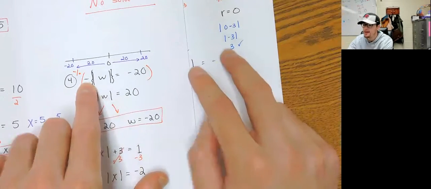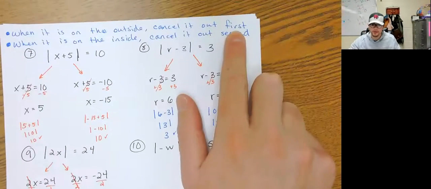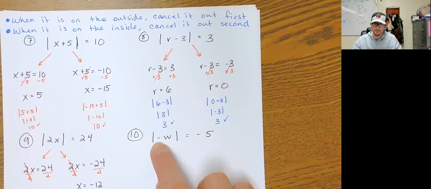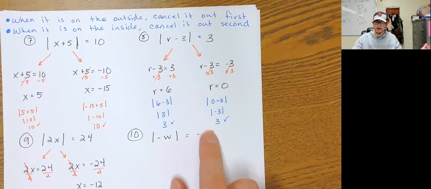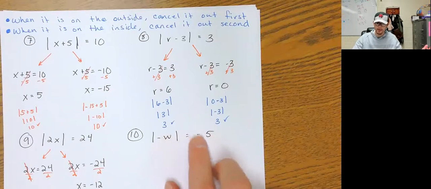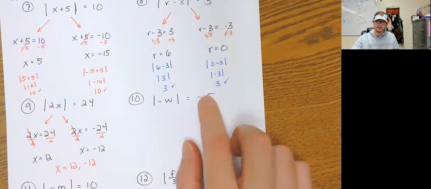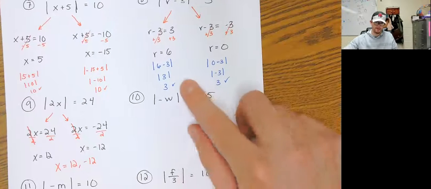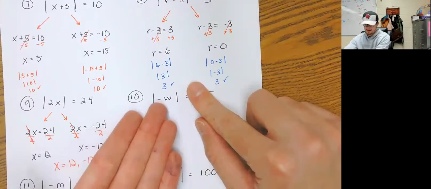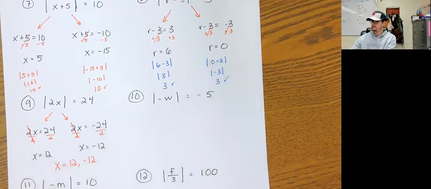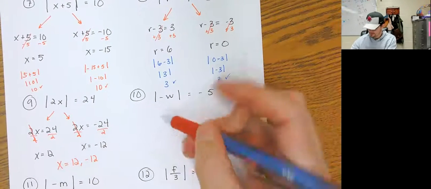So I get to do that first. But this negative is on the inside. So I can't just multiply everything by negative 1 to get rid of this negative. That's not how it works. So if this is originally negative, and you can't cancel out anything on the outside, it doesn't work. So this one would be no solution.